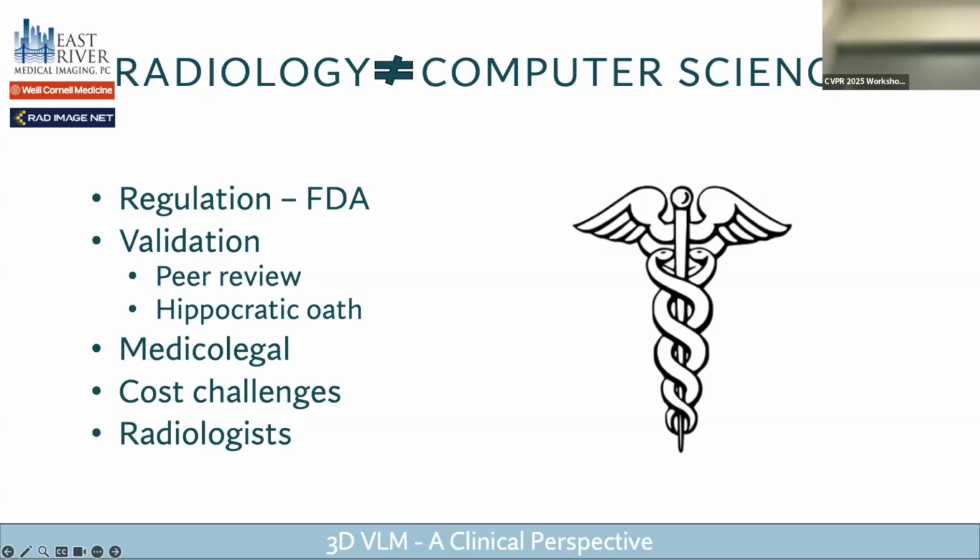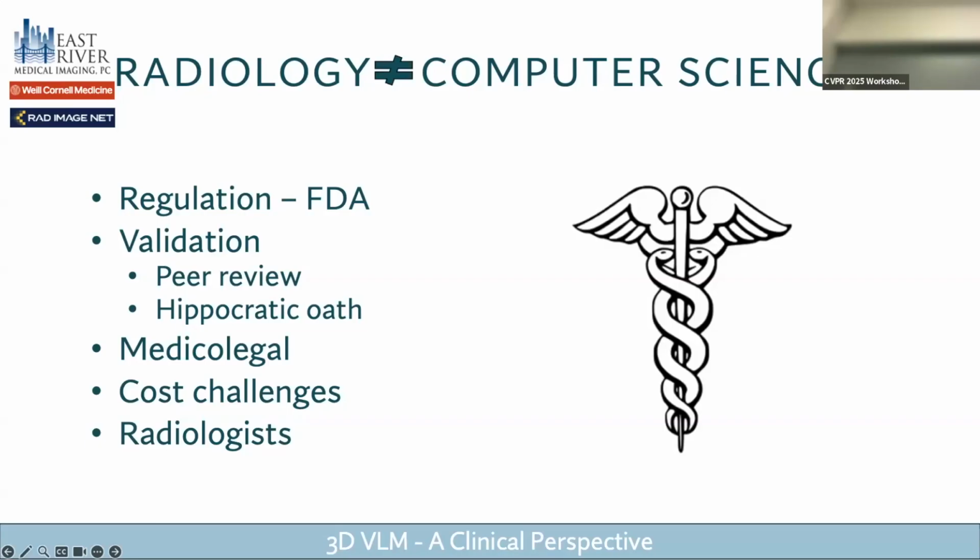So I want to touch on a few things that I think are different in radiology and medical practice in general than from computer science, like generating an LLM like ChatGPT that's helping people to write essays. So first of all, we've got the FDA. So I'll touch a little bit on the FDA and regulation in the medical space.